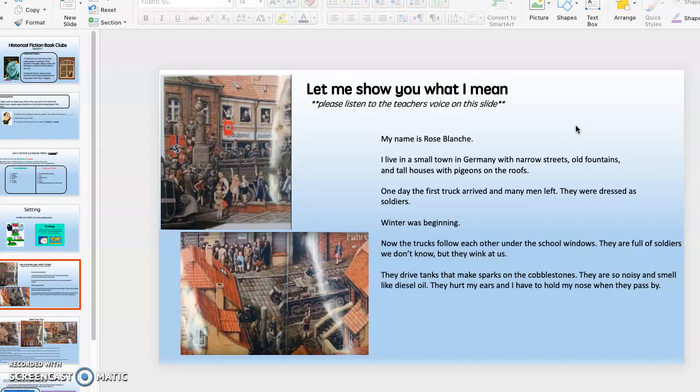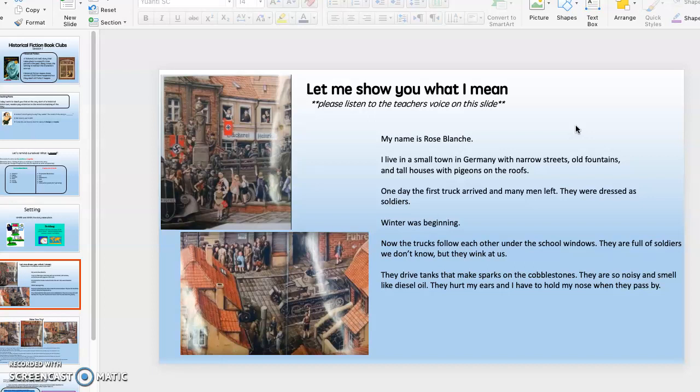One day the first truck arrived and many men left. They were dressed as soldiers. Winter was beginning. Now the trucks follow each other under the school windows. They are full of soldiers we don't know, but they wink at us. They drive tanks that make sparks on the cobblestones.